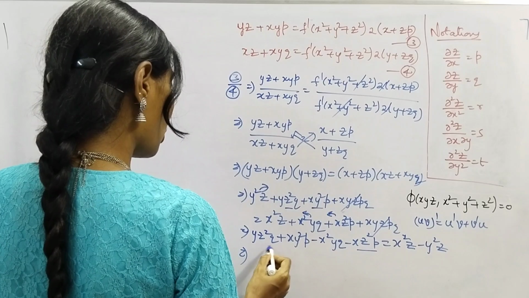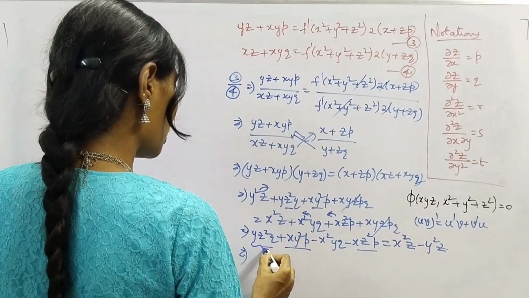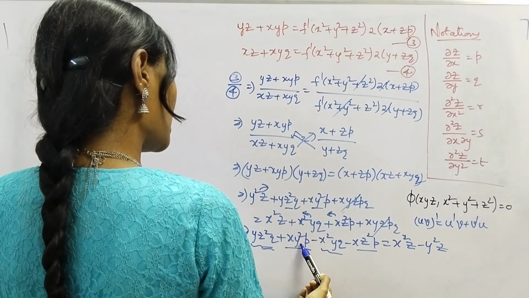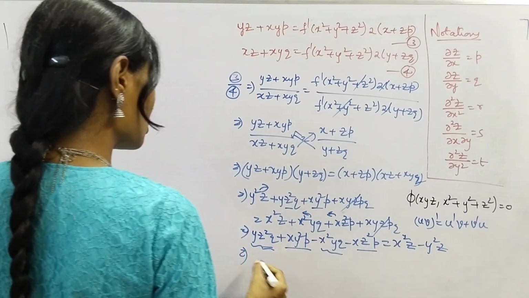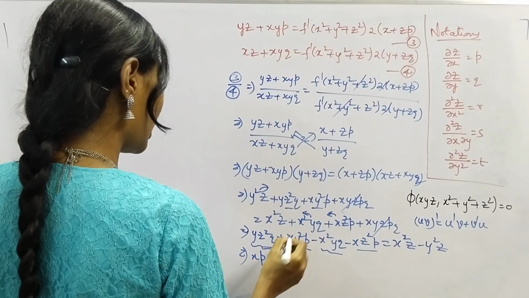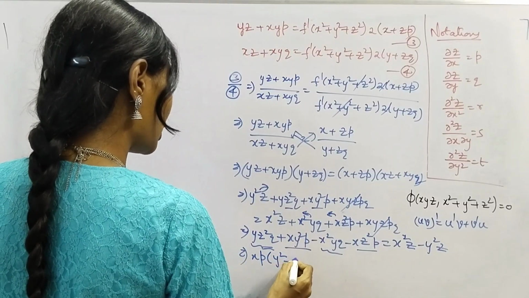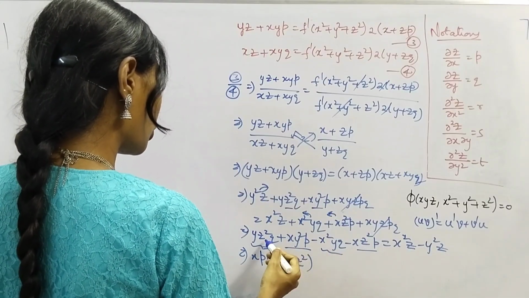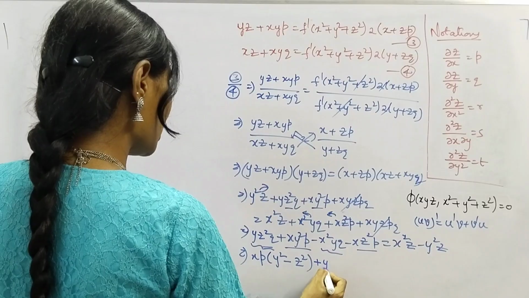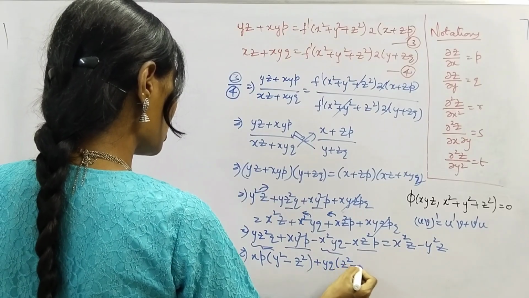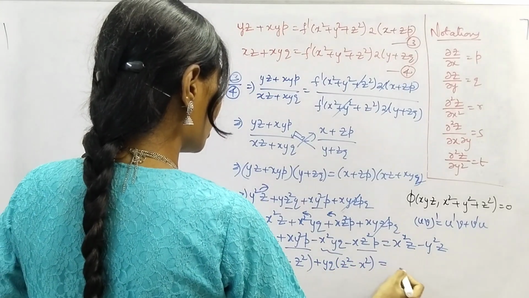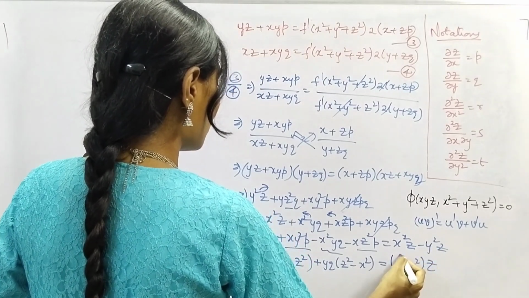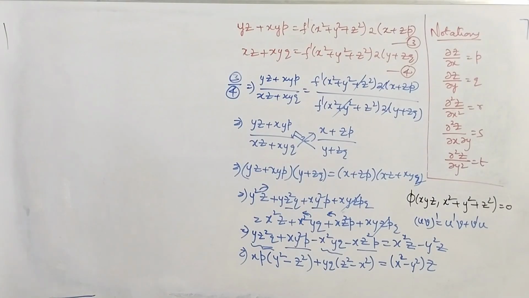Now take p common from these two terms and q common from these two. Or you can just take xp common from these two terms. Let's take xp common and see what we are going to get: y square minus z square. Now take yq common from these two terms, you'll get plus yq times z square minus x square equal to, take z common, you'll get x square minus y square into z, which is the required partial differential equation.